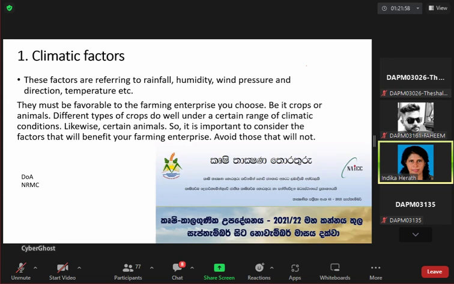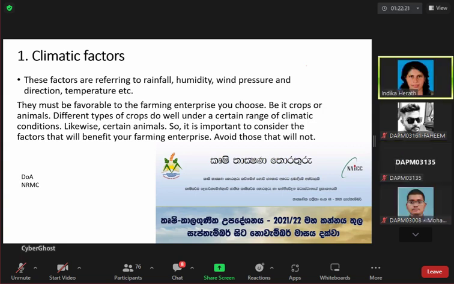What we need to know is when we utilize land, we have to go and find out whether the climatic conditions of the area are suitable for the crop that is being planted. Those who are in agriculture, the Department of Agriculture, will be able to provide more information on this.